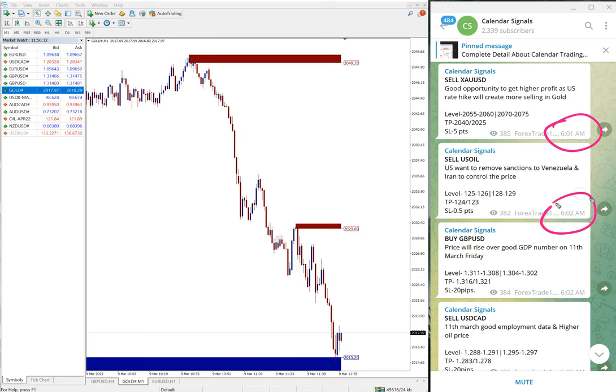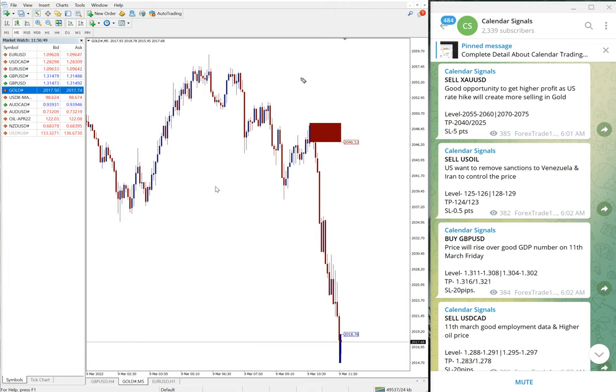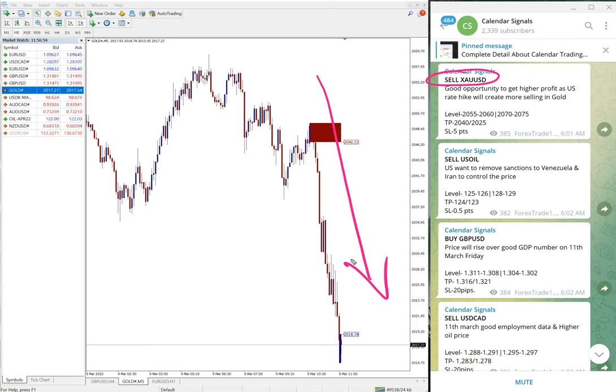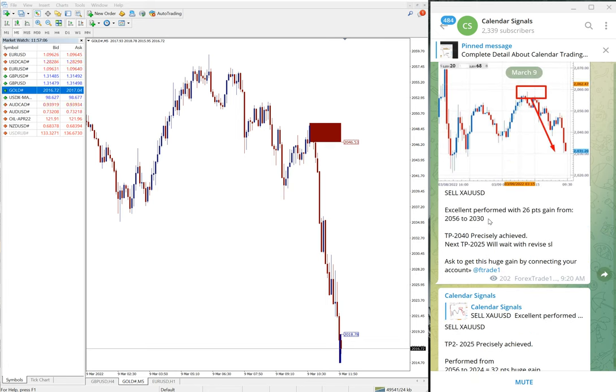The signal given time is this, 6:01 AM GMT. All as per the GMT timeline we have given the signals. And as you can see here on the chart, let me open 5 minutes chart so it would be clearer. So you can see the clear downtrend on gold. We have given sell XAUUSD and you can see the clear downtrend precisely in our predicted direction. The gold price moved, and you can see here on the channel we have updated as well.